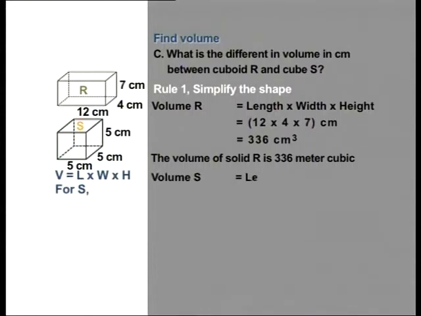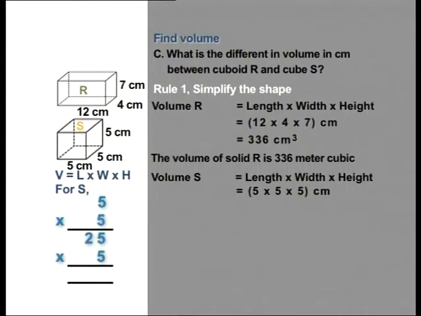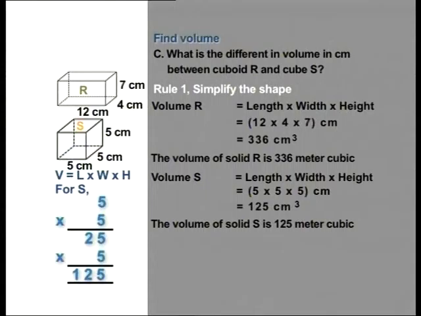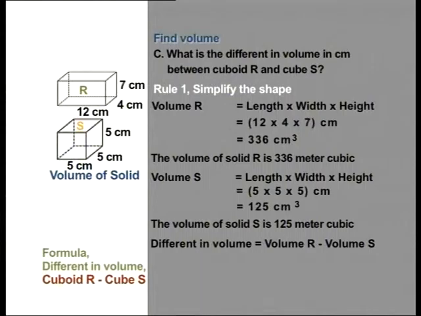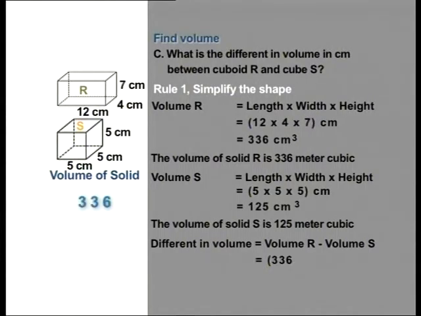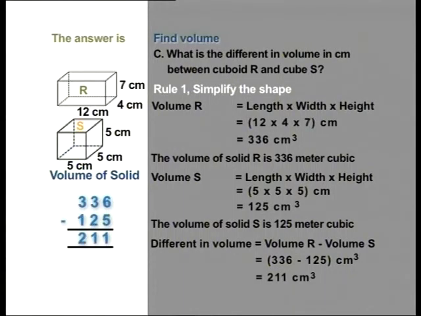Volume S is equal to length multiplied by width multiplied by height. 5 multiplied by 5 equal to 25, and 25 multiplied by 5 equal to 125 centimeter cubic. The volume of solid S is 125 centimeter cubic. Let's subtract to get the difference in volume. 336 centimeter cubic subtract 125 centimeter cubic equals to 211 centimeter cubic. The answer is 211 centimeter cubic.